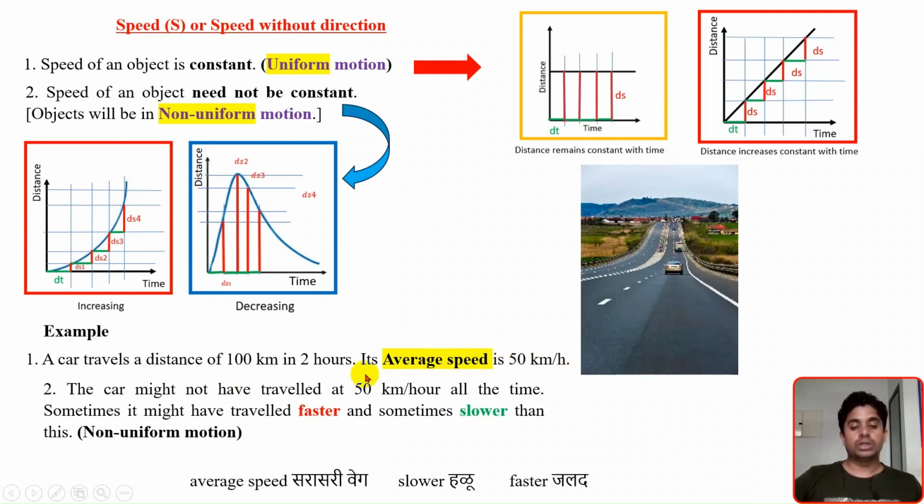So this kind of motion, where the car is increasing speed, decreasing speed, maintaining constant speed, all varieties of combinations of speeds, in that case we can say the car is under non-uniform motion. The car will be under uniform motion when its speed is maintained constant, and under non-uniform motion when increasing, decreasing, and maintaining speed, all three conditions together, are done.